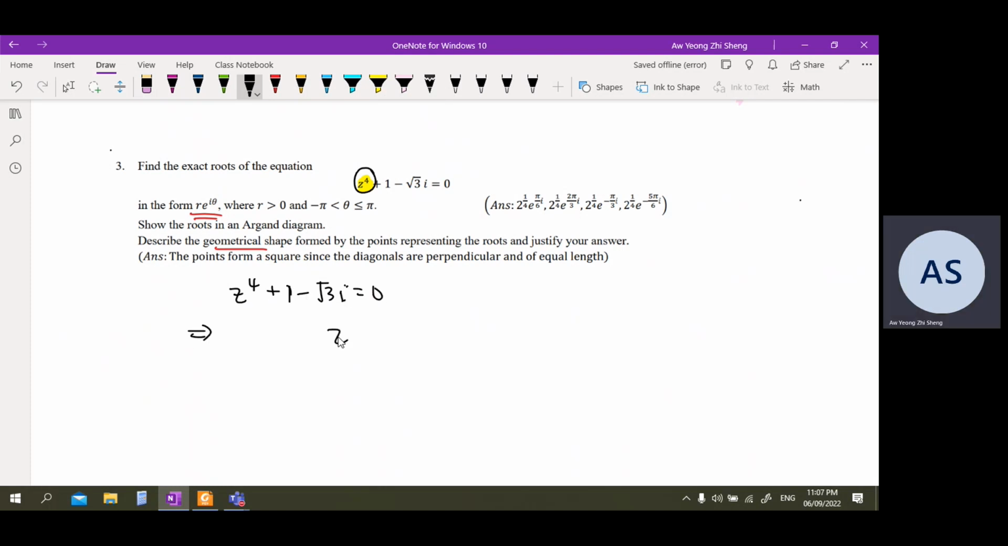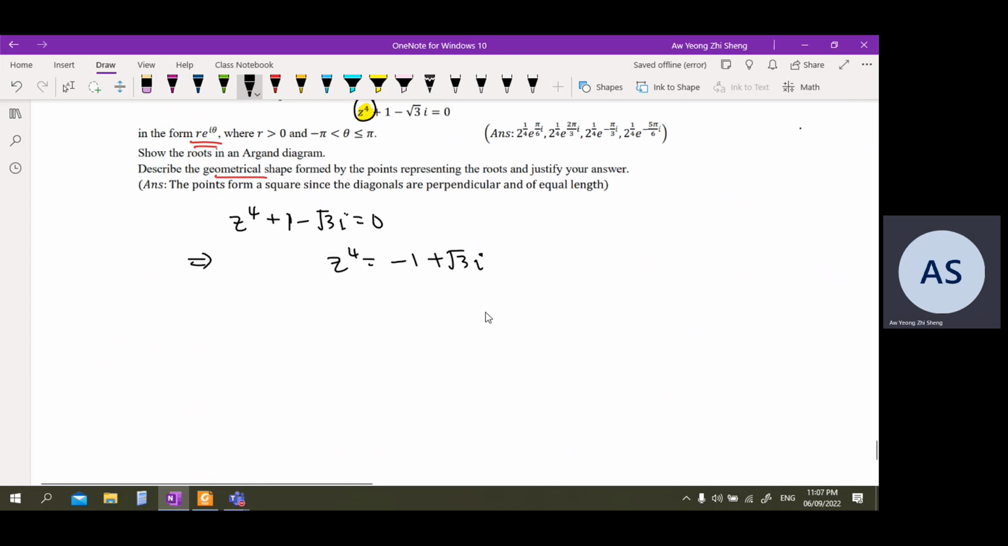And let's rearrange it to z power 4 equals to minus 1 plus root 3 i. Okay, so this is the first step that I will do. Then I know that to solve for z is just to find the fourth roots of the complex number minus 1 plus root 3 i.